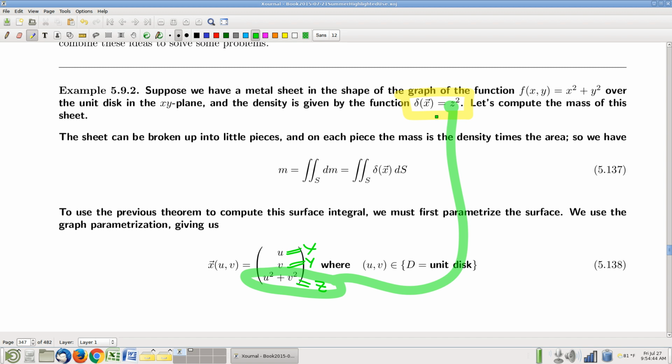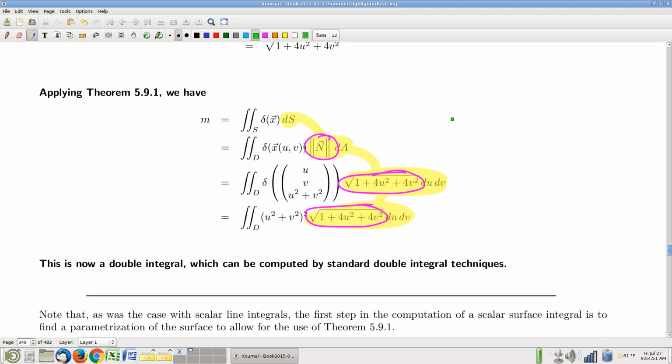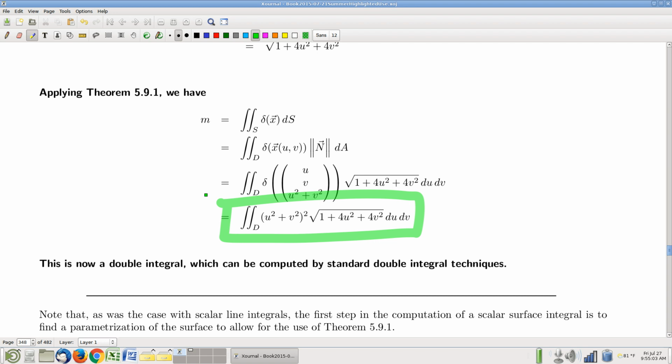So z squared is, let's see, u squared plus v squared, quantity squared. That's what that turns into. And lo and behold, notice that we now have a plain old boring double integral. This domain D is the unit disk in the UV plane. This is an integral, du dv. Compute by whatever techniques.